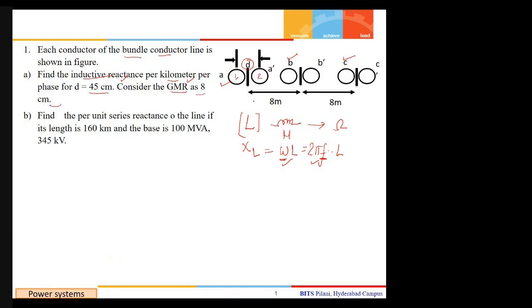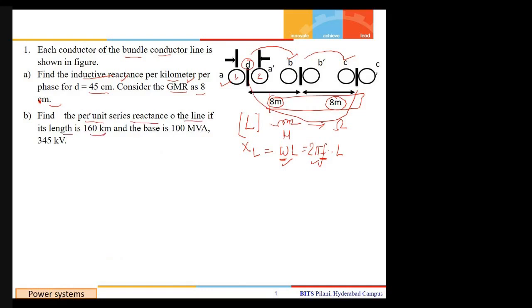Now here, between phase A and phase B, there is a distance of 8 meter. Between phase B and C, there is a distance of 8 meter. And between phase A and C, the distance is 16 meters. Sorry, the unit is all in meters, so I believe that here it will be in meters. Find the per unit series reactance of the line if its length is 160 kilometer.